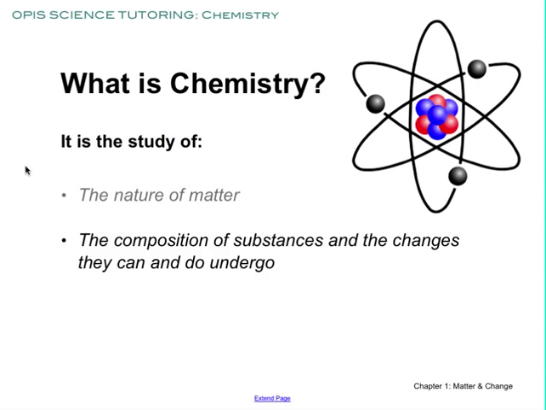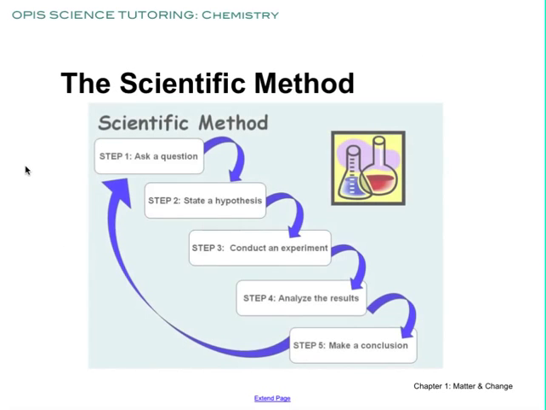We'll also be studying the composition of substances and the changes that they can and do undergo. We'll be using the scientific method to help us to understand this. Human beings have done this for centuries, but particularly in the last few hundred years have we refined this as a way of gaining knowledge. We see things, we make observations, we ask questions. Why is it that way? Then we come up with educated guesses. We call that a hypothesis.